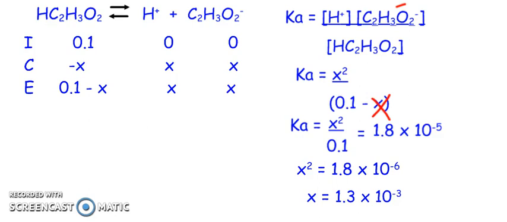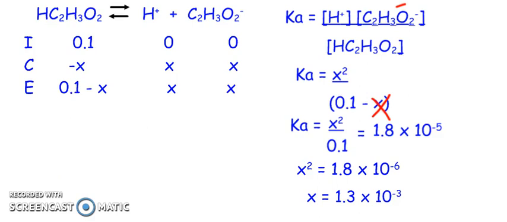What should we do now once we found our X? Make sure you do your 5% rule. So what is 5% of 0.1? You get 0.005. What is this number? It is 0.0013. Is 0.005 greater than or less than 0.0013? It's greater than. Our 5% rule works. So I didn't jot that down. You might want to put some kind of note in your notes here that you should be thinking of that.